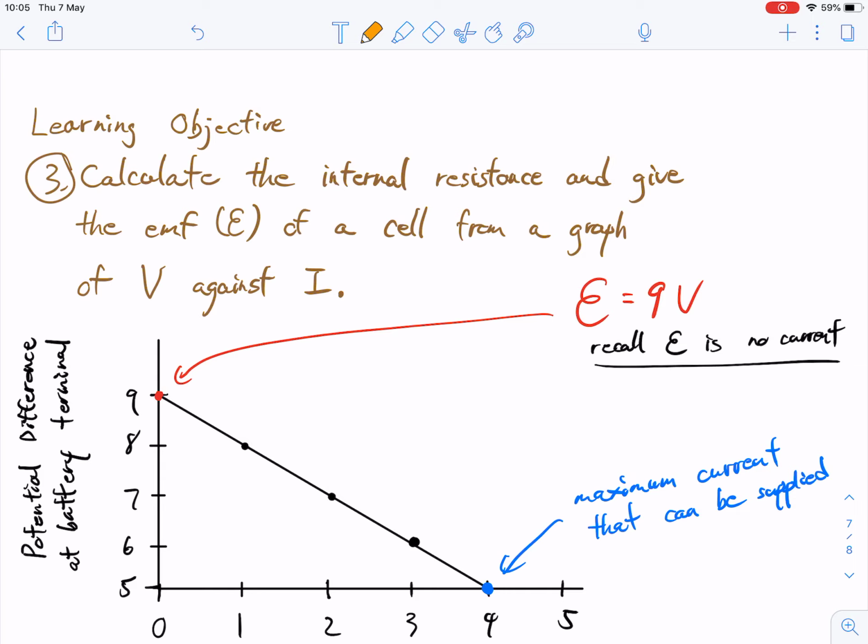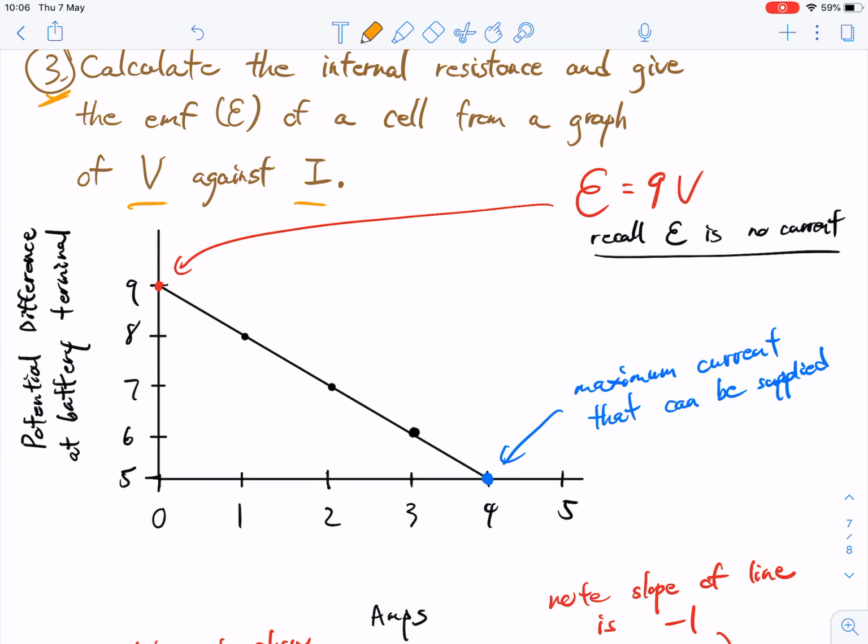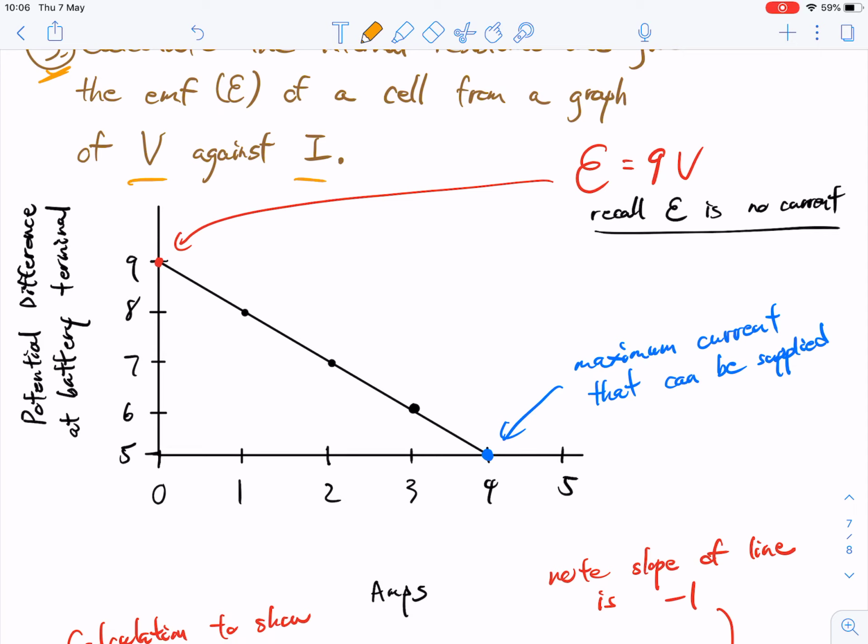Okay, lastly, our last learning objective, we're going back to the third one, is to calculate the internal resistance and give the EMF of a cell from a graph of voltage against current. And that's exactly what we've got here. Sorry, I didn't label this, but that's in amps. So this is current in amps, and voltage, potential difference in volts.